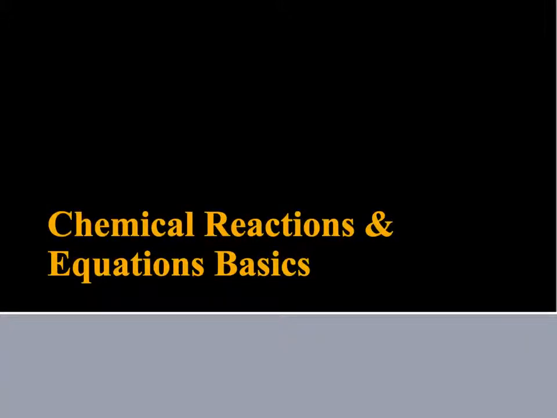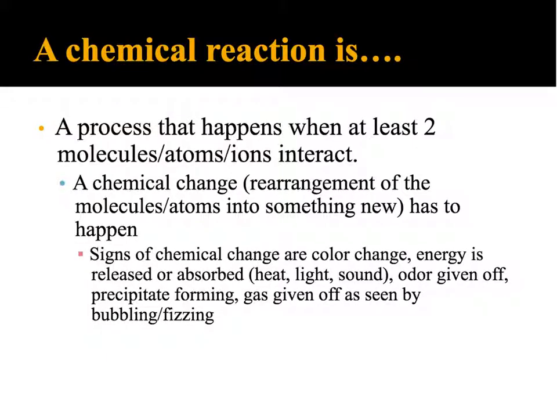So our next unit is going to be on learning how to balance and classify chemical reactions. Before we get into that, we need to develop some basic skills for being able to balance and classify equations, and that's what this lecture is about. A chemical reaction is a process that happens when at least two or more molecules, atoms, or ions interact in some way. And not only interact, but they have to interact in the right way at the right time.